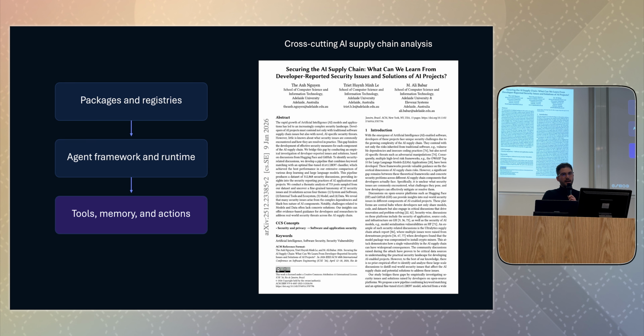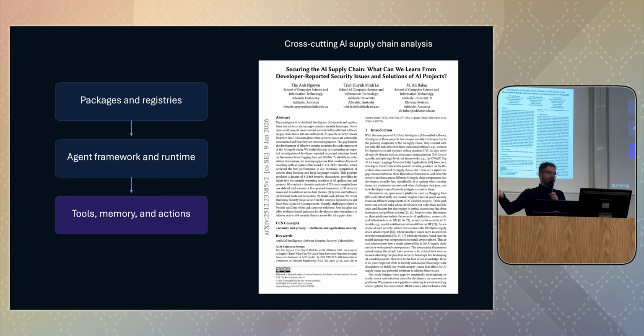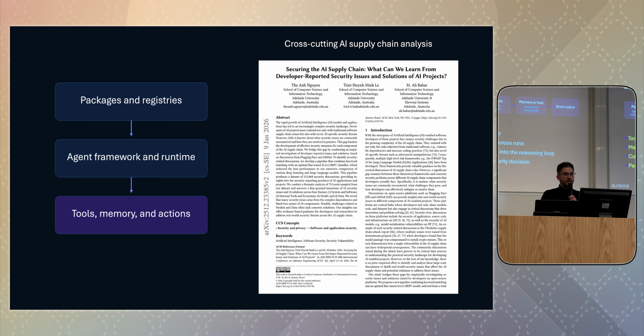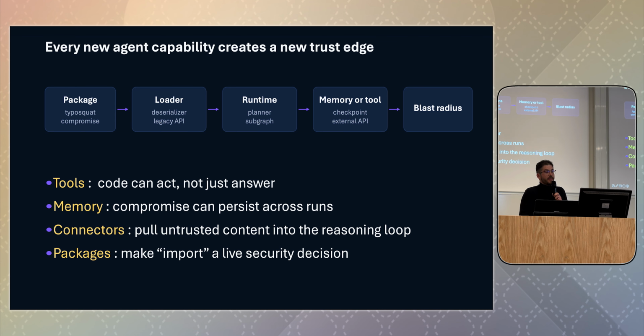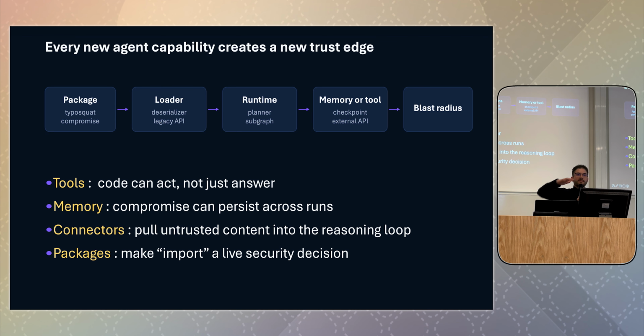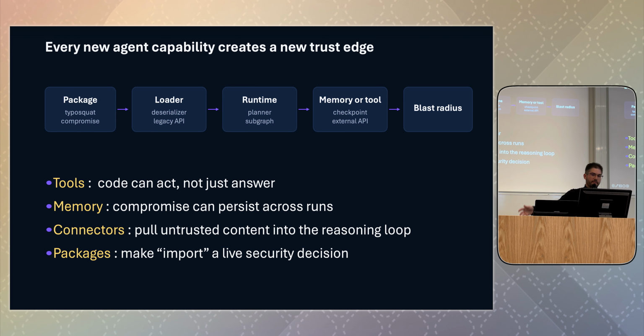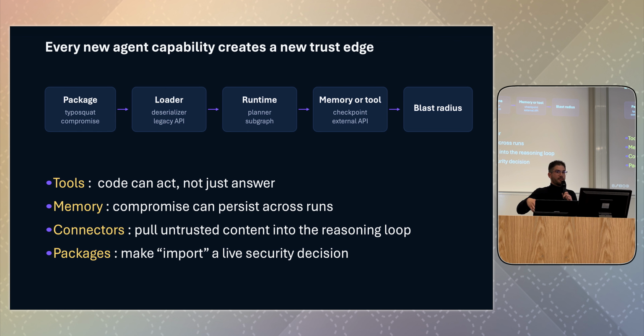It presented a taxonomy about all the different attacks that could compromise an agentic framework in this kind of setup. So with every new agent capability, it creates a new trust edge, and this just increases and increases. We have the packages, the way they load, the way they use MCP servers, the way they execute code at runtime, which is kind of crazy.